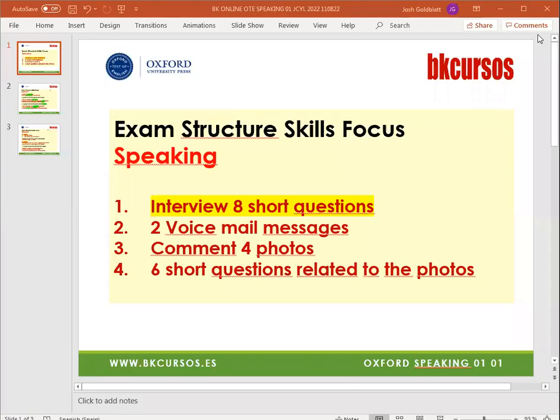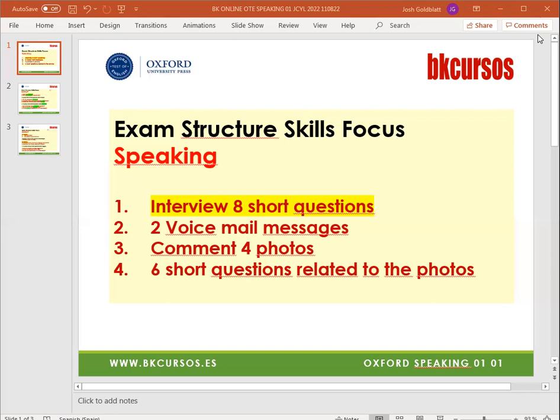We're going to be looking at the speaking section of the Oxford Test of English. Remember, the speaking is done with a computer, so you will be given a microphone and some headphones, and you'll be speaking to the computer. There are 4 sections. Today, we're going to look at the interview with 8 short questions. So that's section 1. The speaking takes about 12 minutes, and it's the first part of the exam.